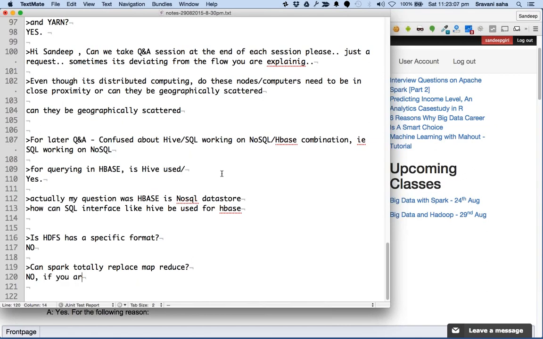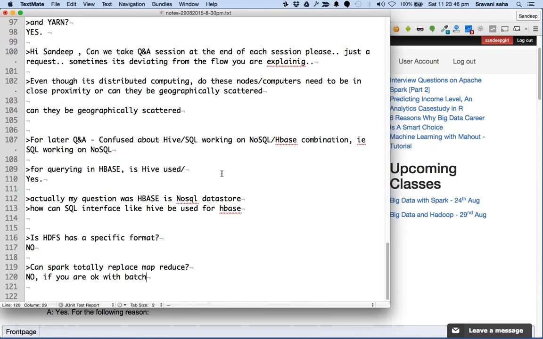If you are okay with batch processing, so the biggest difference between MapReduce and Spark. Spark and MapReduce are competitors. Spark has recently come in, while MapReduce has been going on for some time. The biggest difference is that MapReduce is batch oriented. You create your full program, compile it, bundle it, hand it over to MapReduce, let it complete, and then you go and check. So that's how it happens in case of MapReduce.